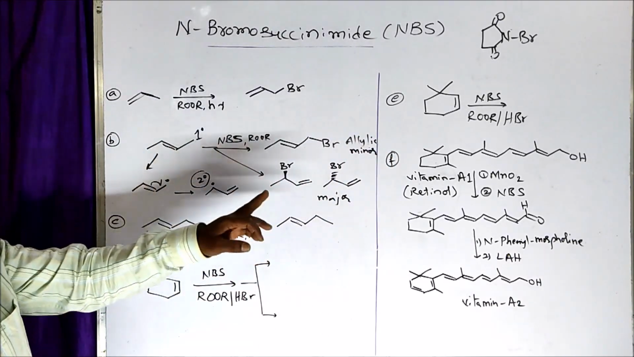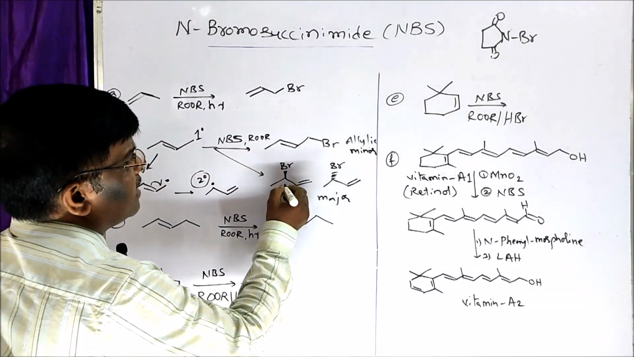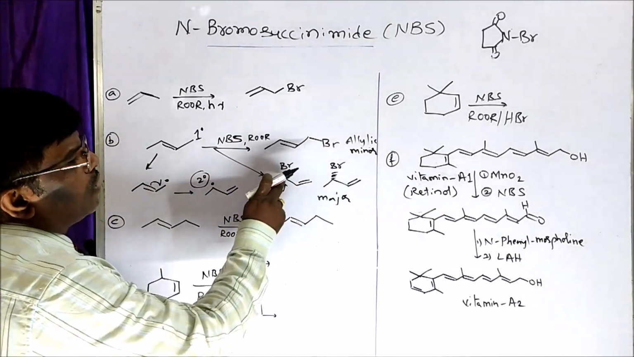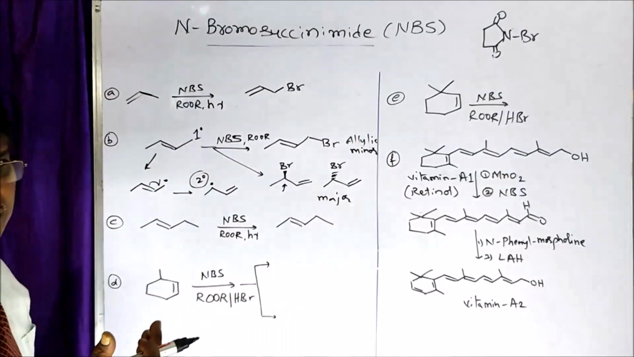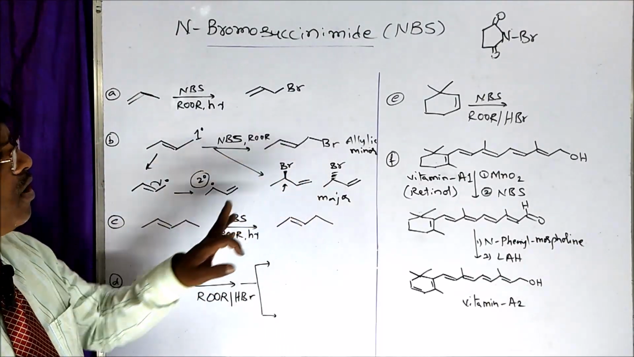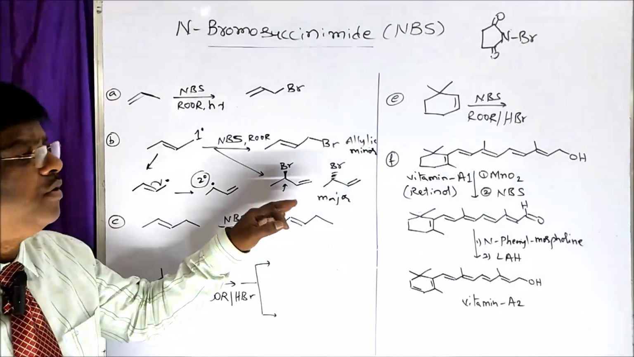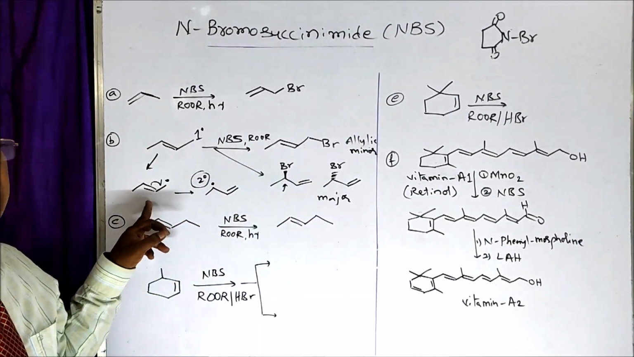However, since it is bromination at a chiral center, you can write it as above the plane or below the plane bromination. There is no selectivity. So you can write two products. This is very important, students. You may be asked this type of question in exams.